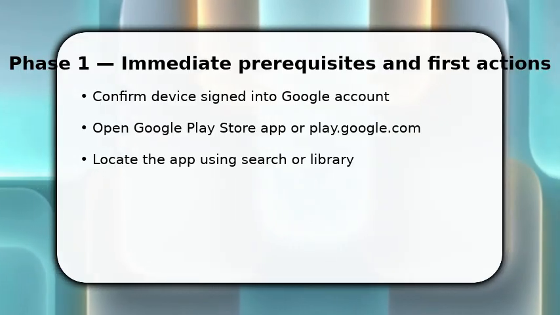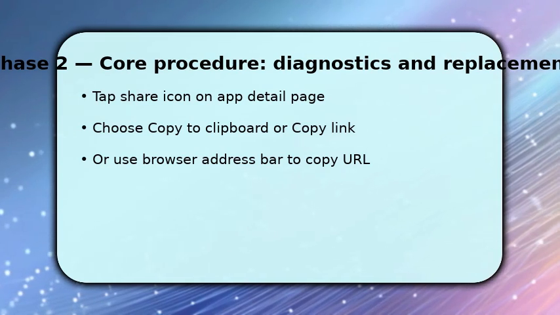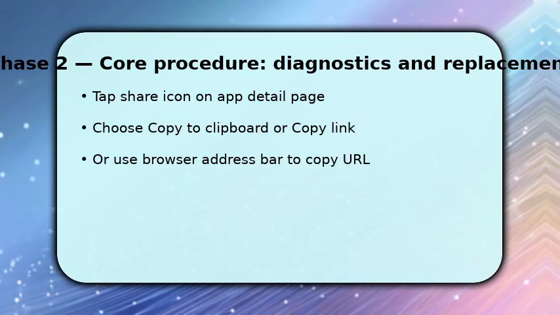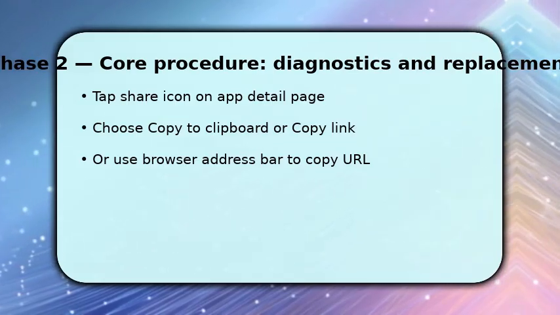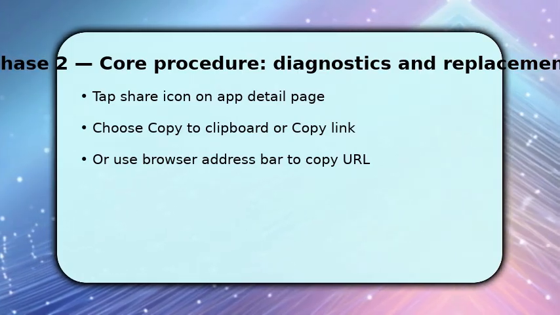and send. On the app's detail page, tap the share icon. It's usually near the top or in the overflow menu, and choose Copy to Clipboard or Copy Link. This creates a stable Play Store URL. If you're on a browser, select the address bar and copy the full URL.